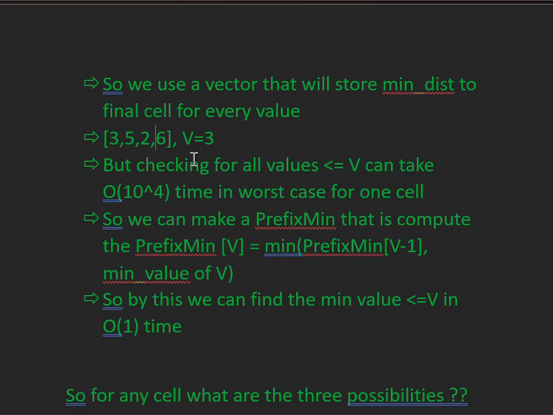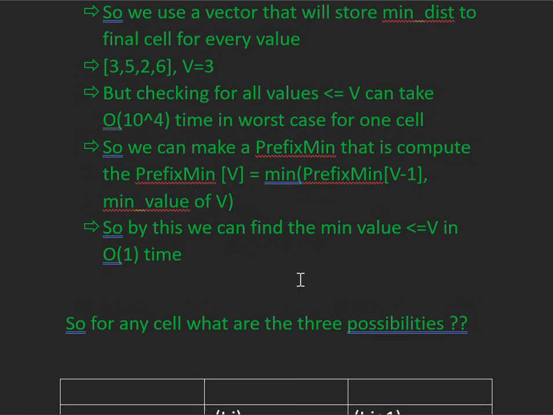So this way we'll be storing the overall minimum, that is the minimum up to that value v, from value 1 to v, because at the end we will be using that only. If we store that in the prefix minimum, then if we have to find the minimum value less than or equal to v, we can do that in big O one time.